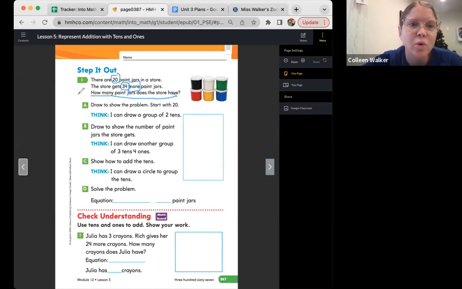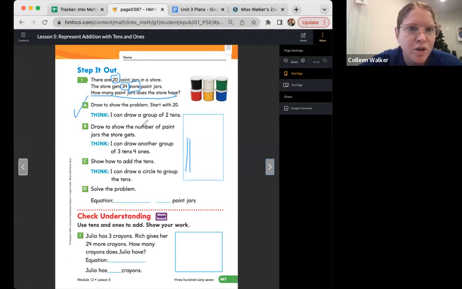Okay, my friends, we are going to draw to show the problem. So we're going to start with 20. So think, I can draw 2 groups of 10. Because we started with 20, in the number 20, how many 10s are there? 2, that's right. So let's go ahead and draw 2 10s. 1, 2. Oops, I kind of drew them really long. That's okay. So we did our first step.